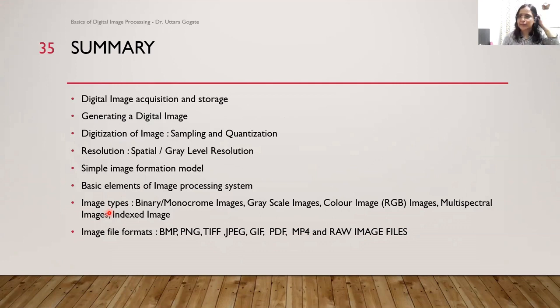So till now we have discussed many basics, like how we are acquiring the images and how we are storing them using two-dimensional arrays. We are generating the digital image using two techniques, sampling and quantization. Then we have seen the two resolutions, which are very important: spatial, related to the space or area, x, y coordinates, and gray level resolution, related to the number of gray levels that you want to use. We have seen the effect of this resolution on the image, how decreasing the spatial or gray level resolution degrades the quality of the image.